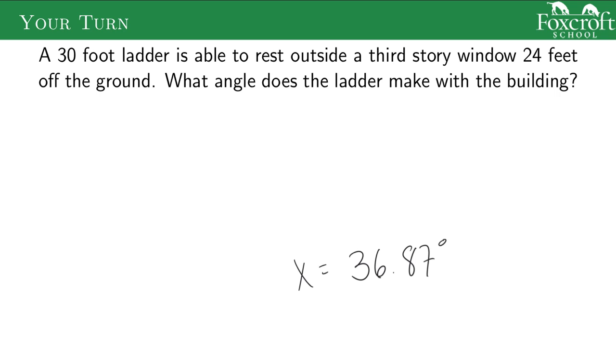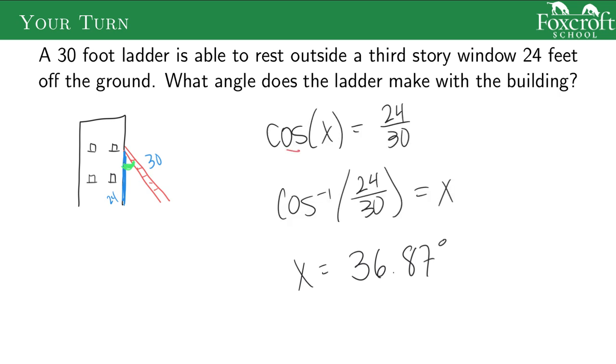When you draw the picture, you should get something like this on the left. You have a 30-foot ladder, so that's the hypotenuse as it leans. It's 24 feet off the ground, and you're looking for the angle the ladder makes with the building. So you're looking for that angle on the top, not the angle on the bottom. We have the adjacent side to the angle and the hypotenuse. We actually use cosine in this example. It seems like we don't use cosine a lot, but we use cosine here. And it's the adjacent side divided by the hypotenuse. Switch to the inverse trig function, and you get 36.87 degrees for your angle in this scenario.